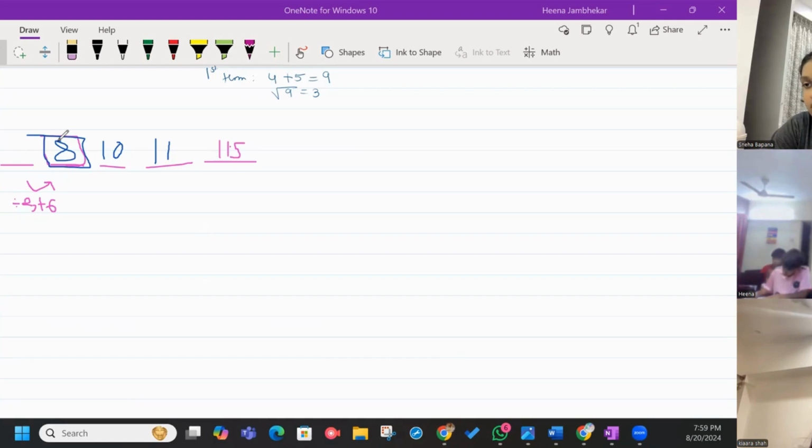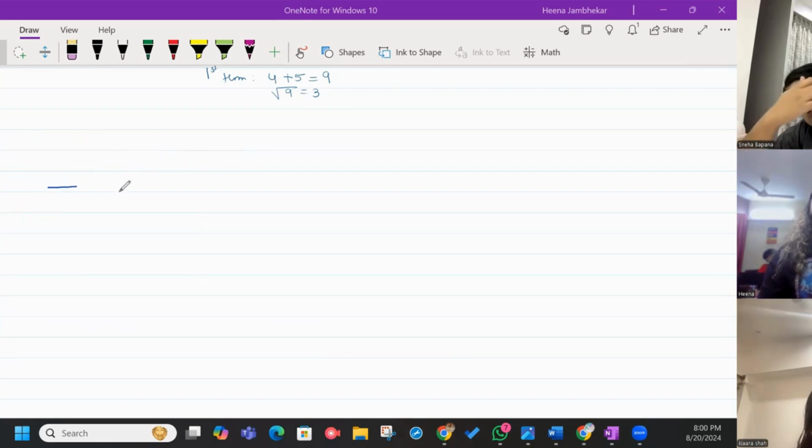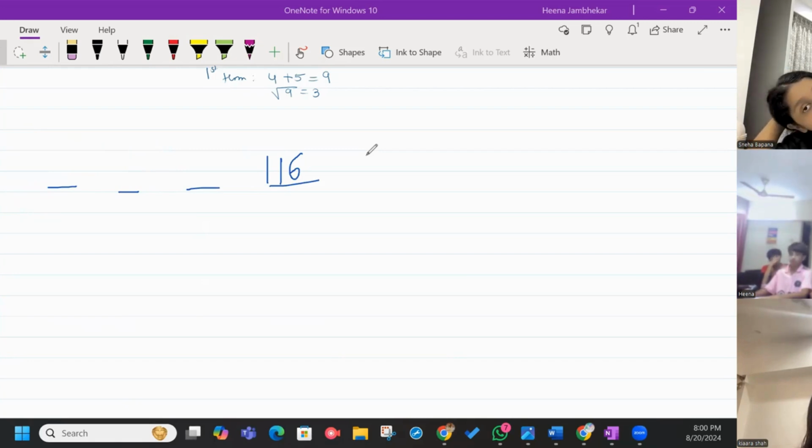The term to term rule is square and subtract 5. One, two, three, four. It is 116 here. The rule is square and subtract 5. So, ma'am, I did 116 plus 5, which was 121, and then I square rooted it, which was 11. Perfect.